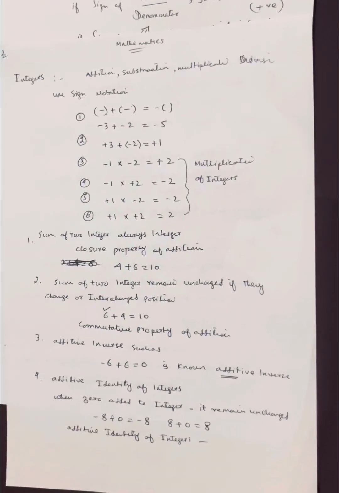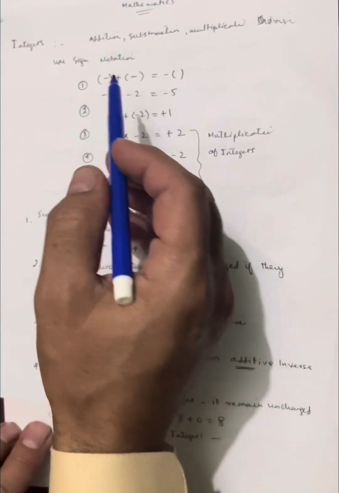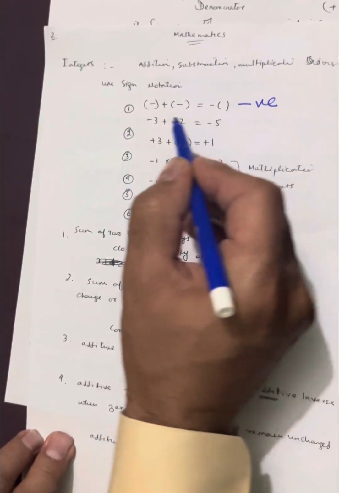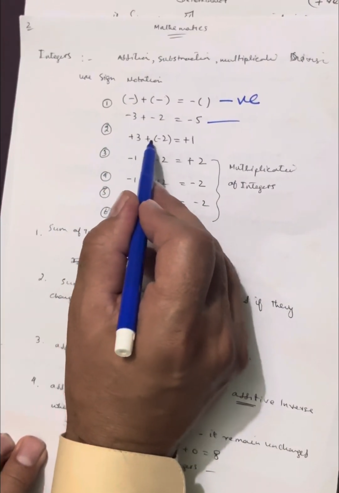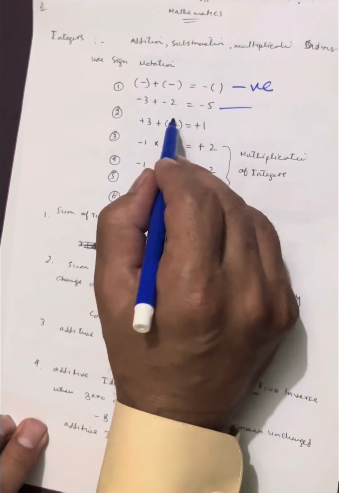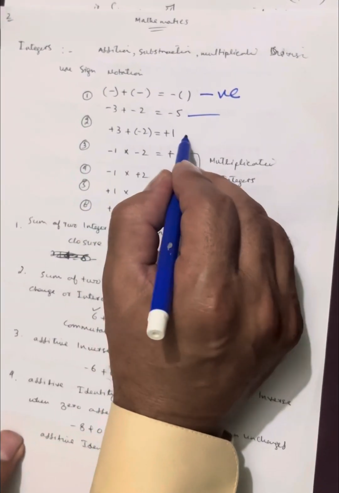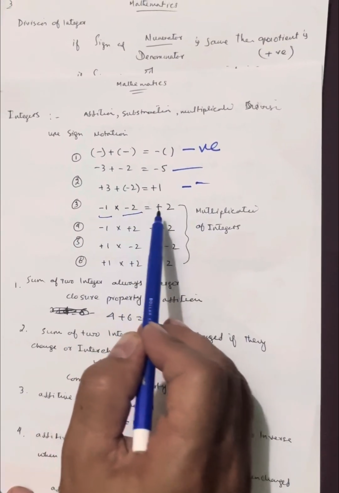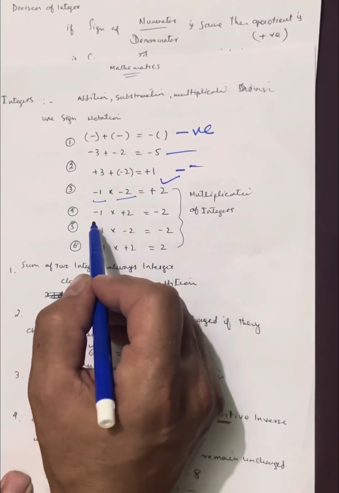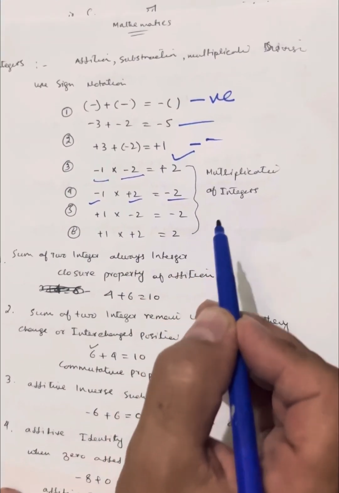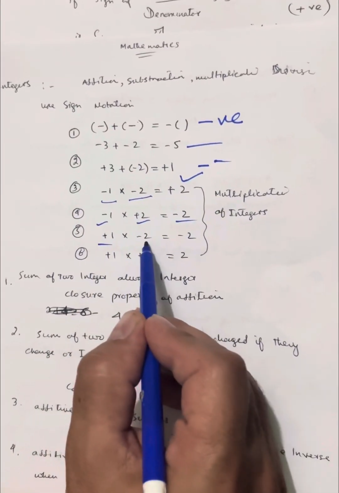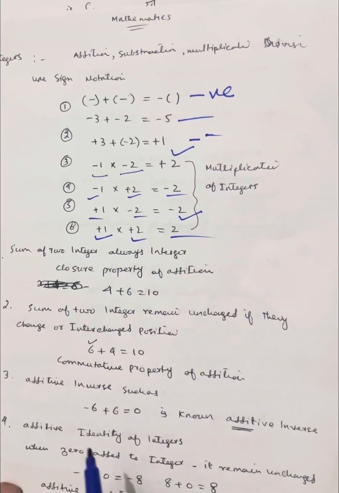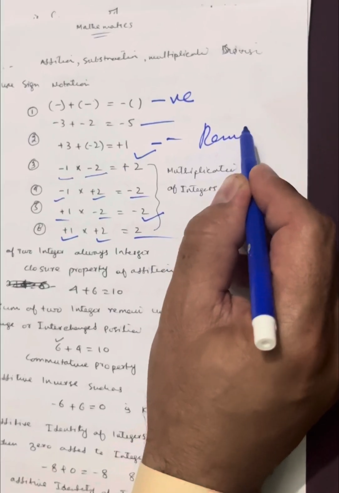Addition and multiplication of integers and how the signs change. Here is the first one. If you add minus and minus, the sign will always be negative. If you add plus and minus, like plus 3 and minus 5, the result is minus 2. Multiplication: if you multiply minus with minus, you get positive. If you multiply minus with positive, you get minus. If you multiply positive with negative, you get a minus sign. And if you multiply positive with positive, you get a positive sign. So remember, these are very important.